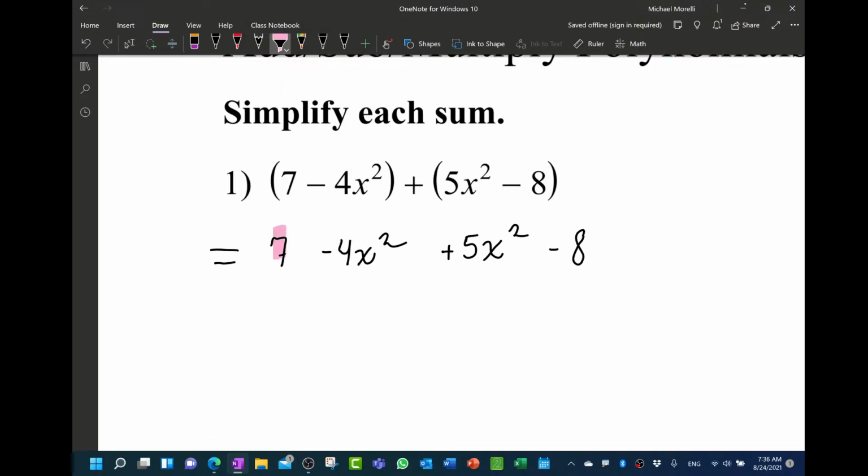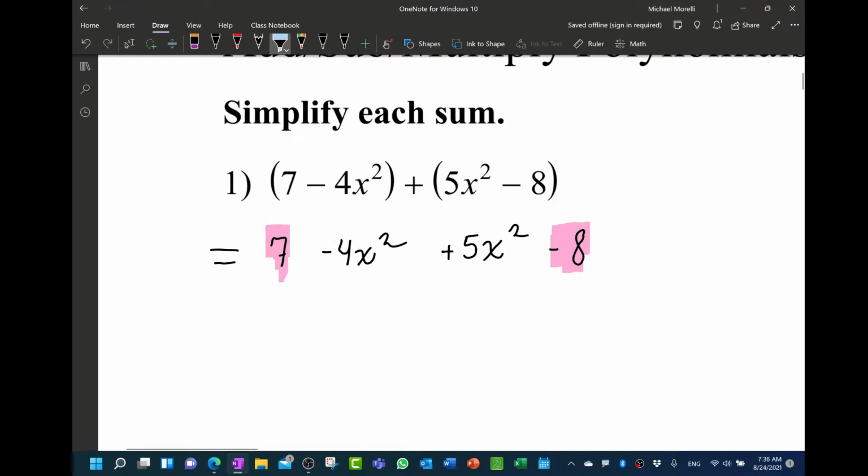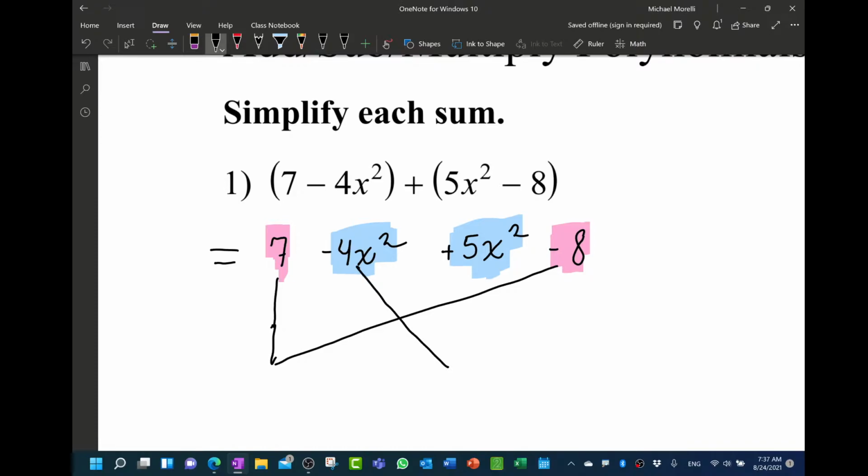like terms. So first I'm going to highlight the constant terms, 7 and negative 8. And then I'm going to highlight the algebraic expressions, negative 4x squared and positive 5x squared. And so the way that we're going to do this is we're going to combine these terms like this, okay? And then we're going to combine these terms here like this.